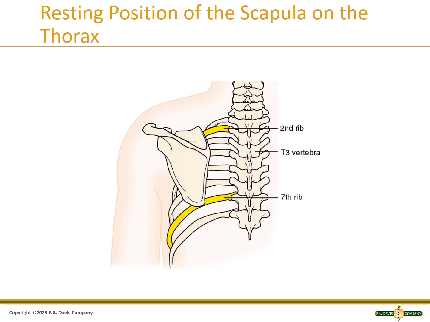In a patient who does not have any adaptive shortening of the musculature and the scapula sits in the appropriate anatomical position, it should rest between the second and seventh ribs. So my superior angle is going to hit at the second rib and my inferior angle is going to hit at the seventh rib.